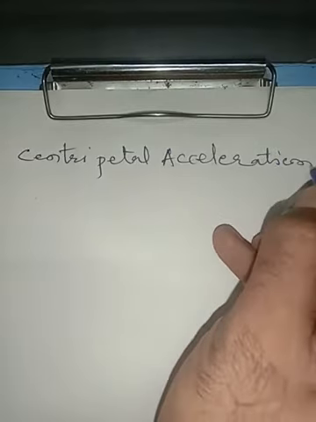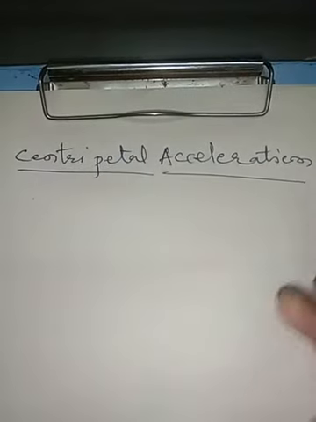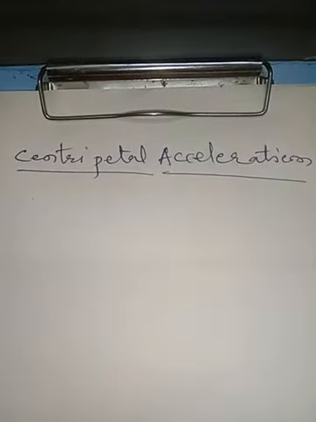On that day we studied what centripetal acceleration is. It is the acceleration of a body moving in a circular path. Any body which is moving in a circular path, its acceleration will be taken as centripetal acceleration. And this acceleration is always along the radial line and always directed towards the center of the circular path.